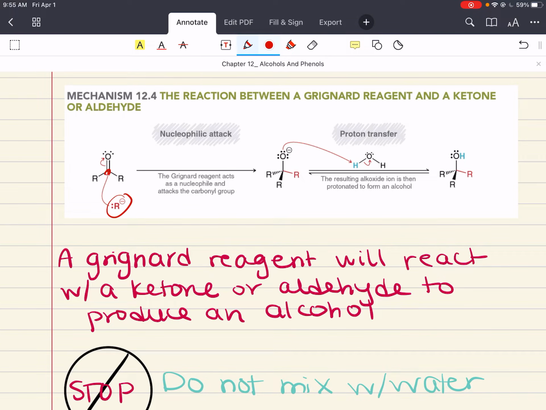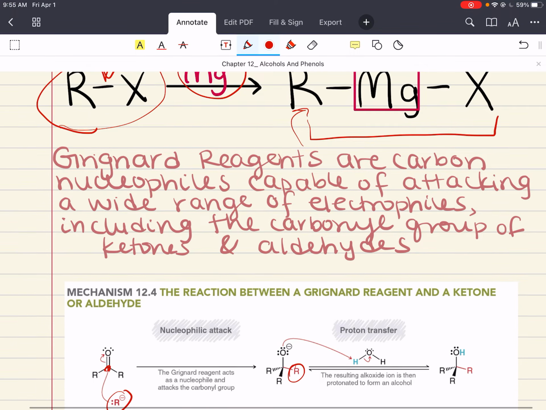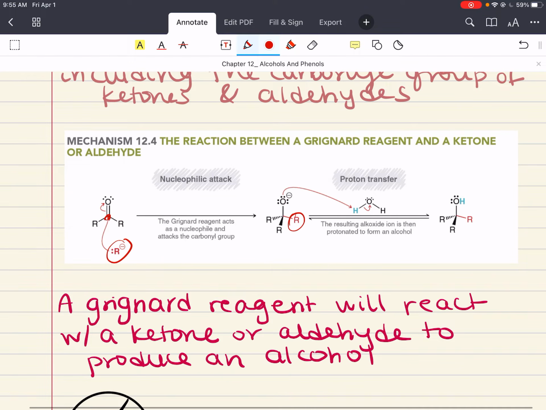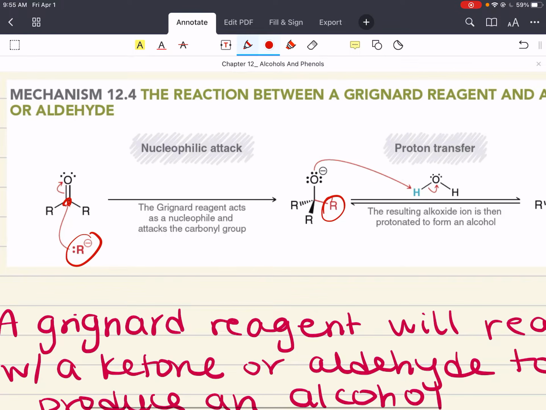It'll attack your carbonyl and attach itself there. So whatever your R group is in your Grignard reagent will attach itself to your ketone or aldehyde in this reaction. So if that R group is an ethyl group, you're going to be adding an ethyl group. If it's a phenyl group, you're going to be adding a phenyl group, and so on and so forth. Okay, so it attacks, nucleophilic attack.